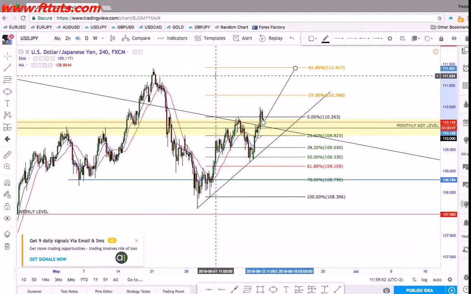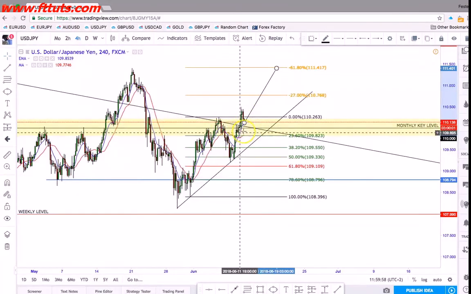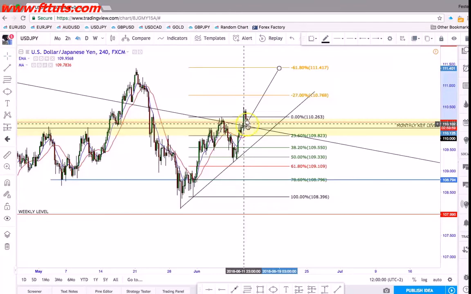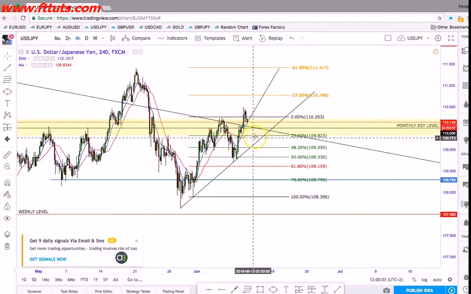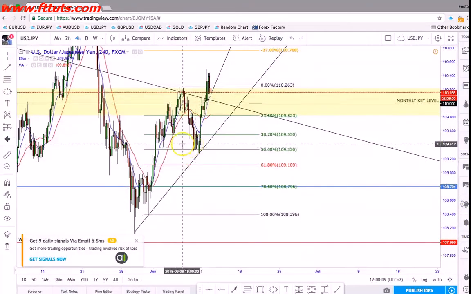My bias on this pair was bearish until yesterday's closure that closed above this monthly key level, also breaking this descending trend line, currently respecting price, respecting the 8 EMA. So your EMAs are crucial when using them, guys, especially for price action. It shows you a lot.